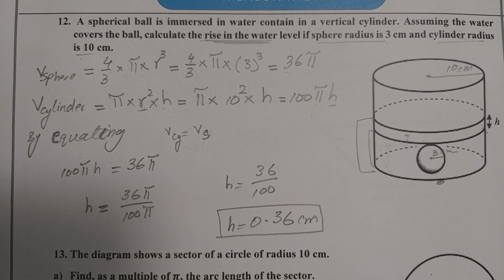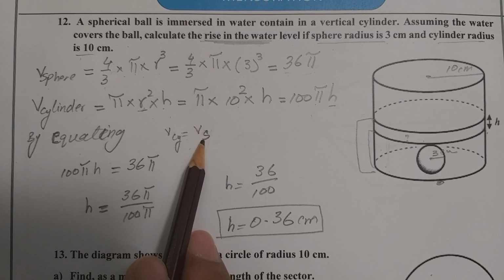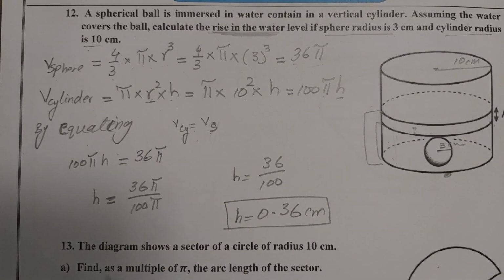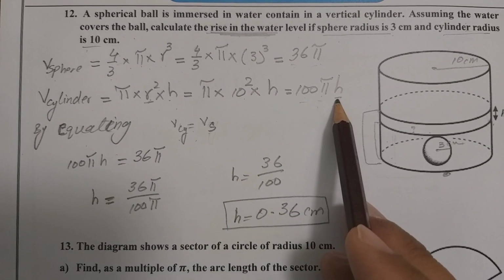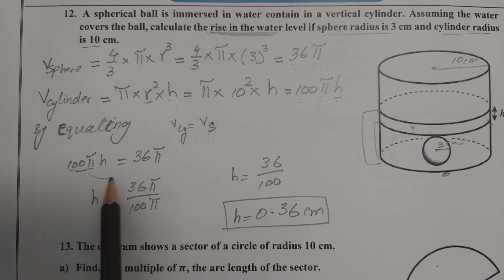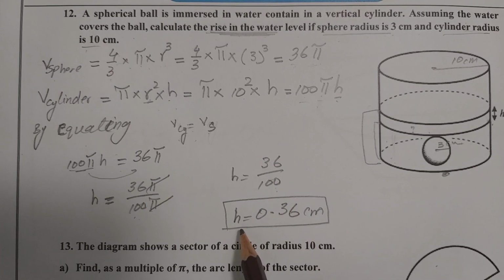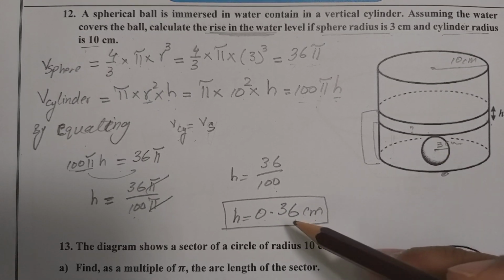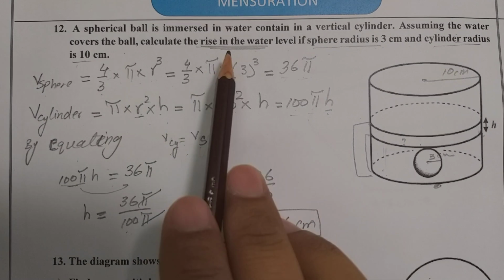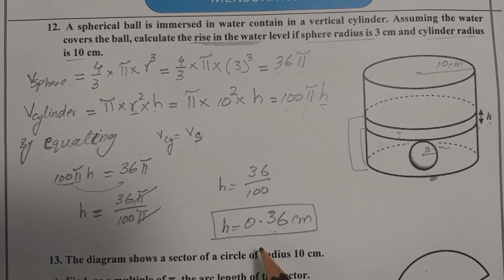Now in this part, I just equate volume of cylinder equal to volume of sphere. I just consider they are equal. So for the volume of the cylinder, we have 100 pi h equal 36 pi. This is multiplication, when you transfer, it becomes a division. So pi cancels with pi, and we are left with 36 over 100. When you divide, you find the height of the level of the water, 0.36 centimeter. After putting the sphere in the water, this is the level which is raised in the water. So this is the height of the rise in the water, which is 0.36.